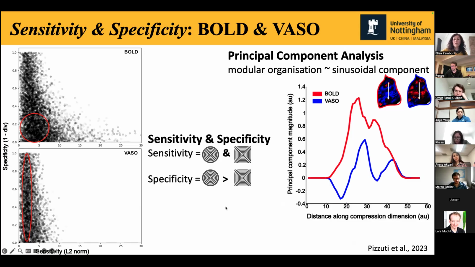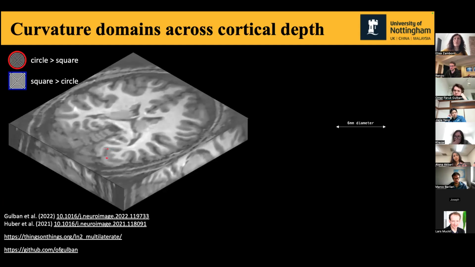So up to now, I've only talked about surface maps. What happens at the level of the cortex, or through the cortical depth? Can we still see these curvature domains across cortical depth? Again, just as a reminder, in red we have a preference for curvature, and in blue we have preference for straight lines.